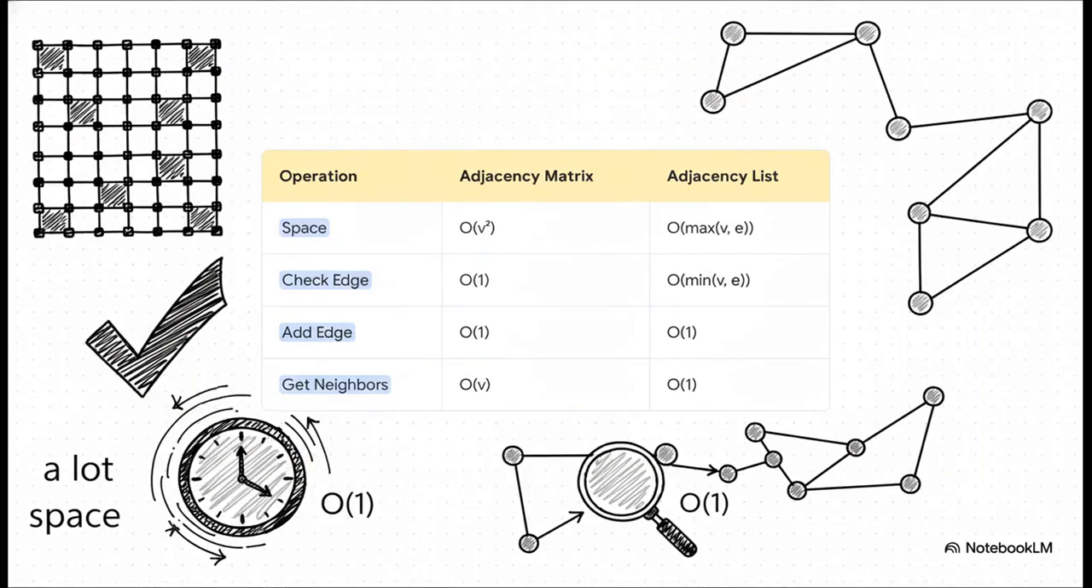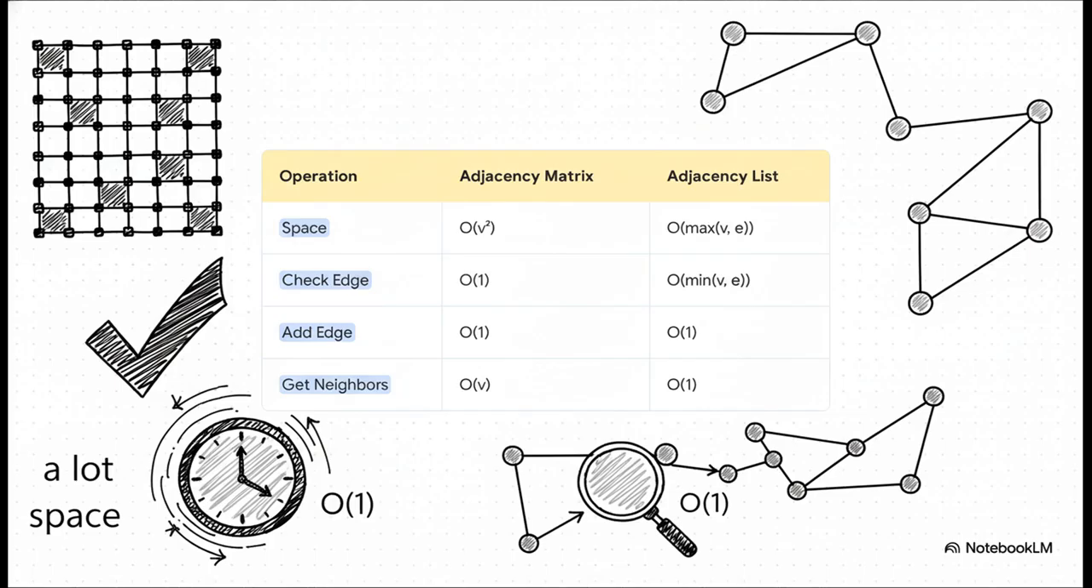Okay, this table breaks down the trade-offs perfectly. Now don't get scared by the big O notation stuff. It's just a shorthand we use to talk about performance. So look at check edge for the matrix. It says O of 1. That just means it's instant. It doesn't matter if your graph has 5 nodes or 5 million, the time it takes is always the same. It's flat. For the list, though, you might have to scan through a node's friends to see if an edge exists.